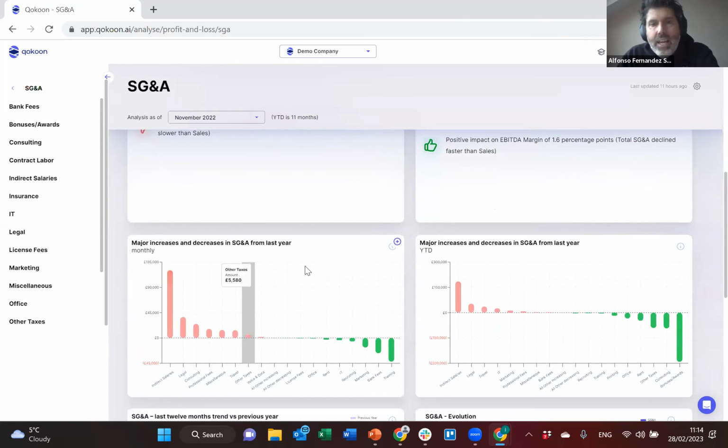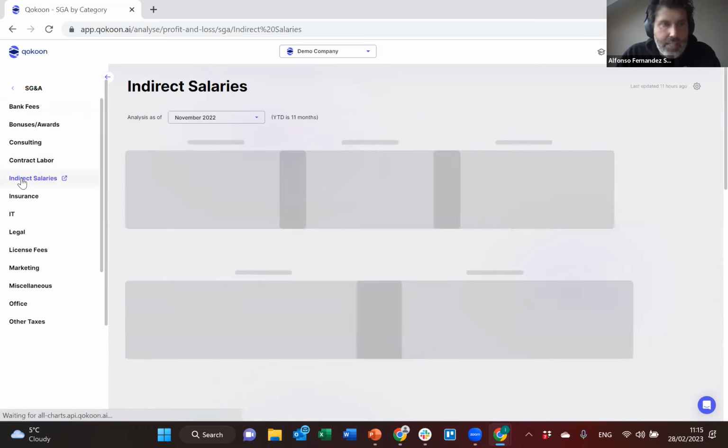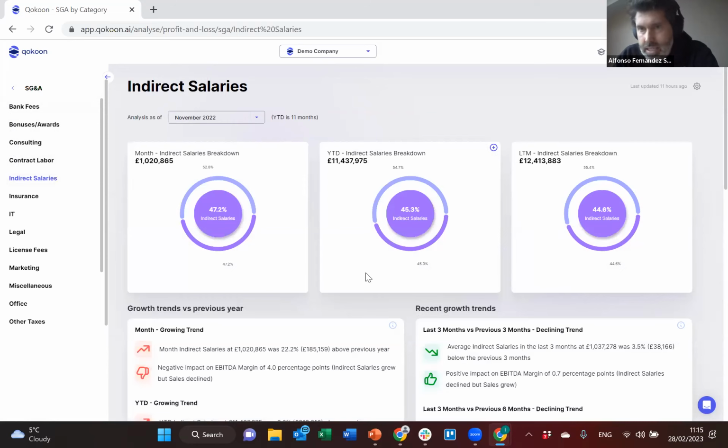And then going down the SG&A summary, we have the variance analysis on a year-to-date basis versus last year. So we see that bonuses have declined a lot, bad year, and indirect salaries has increased a lot. What is the next step that you would do if you're looking at the accounts on paper or Excel? You say, okay, let's see what happens with indirect salaries. So you come here to the menu, indirect salaries, and you have the same sort of analysis.